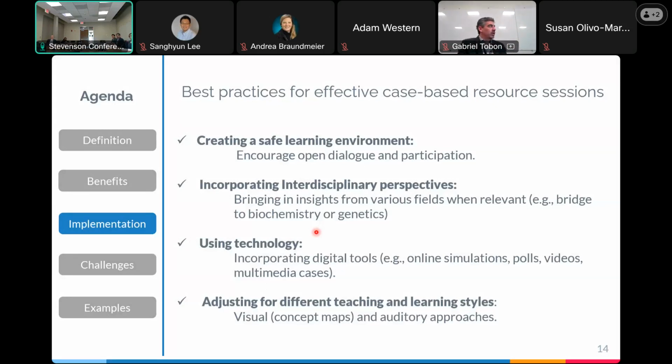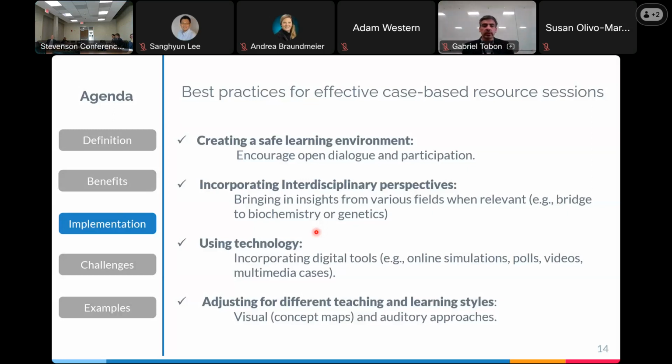Trying to incorporate different disciplines, for example, fields like biochemistry, genetics, pharmacology. So if you have the opportunity in your clinical case to incorporate different elements from different fields, it's extremely important to remember that kind of content.